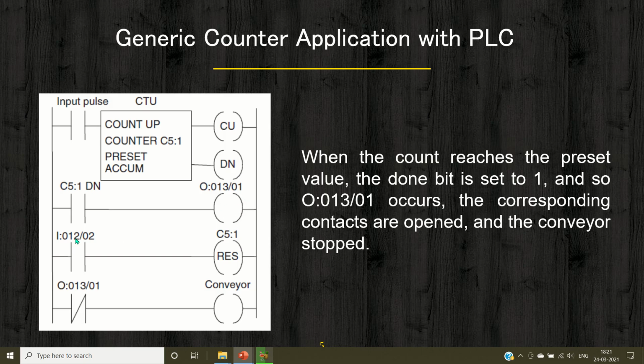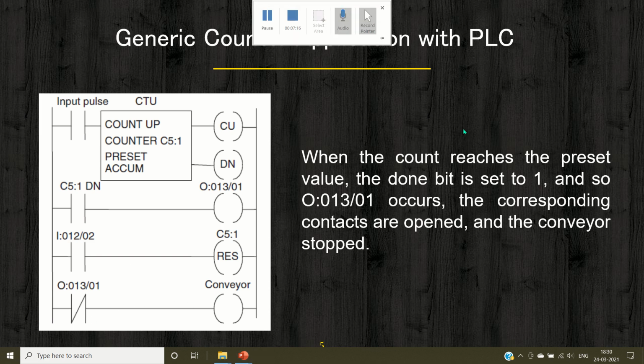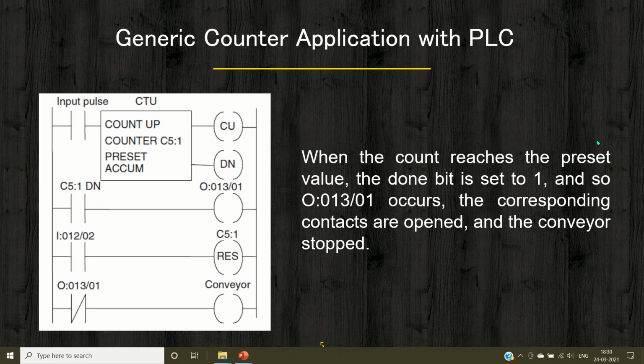Now you see here there is another input which is given to the reset terminal so that you can reset the counter and make it ready for another series of counting. And there is the conveyor, which you have connected to the NC contact of the terminal. Now it is very interesting to see how this conveyor is connected. You can find that this conveyor is connected to the reverse contact that is associated with this output coil.